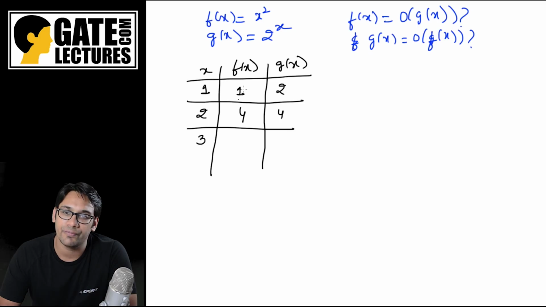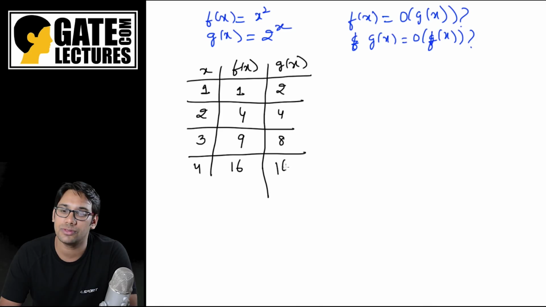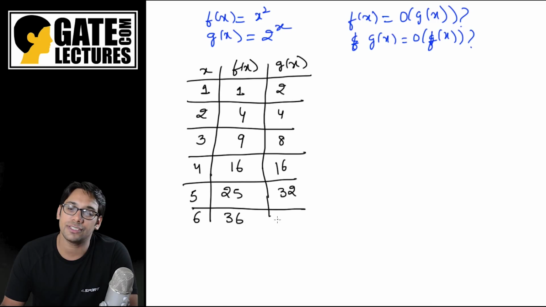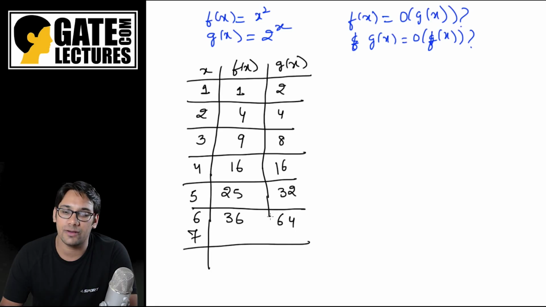If x is 3, then the value of fx will become 9 and the value of gx will become 8. If x is 4, then the value of fx will become 16 and the value of gx will also become 16. If x is 5, then the value of fx will become 25 and the value of gx will become 32. If the value of x is 6, then fx will become 36 and gx will become 64. If the value of x is 7, then fx will become 49 and gx will become 128.